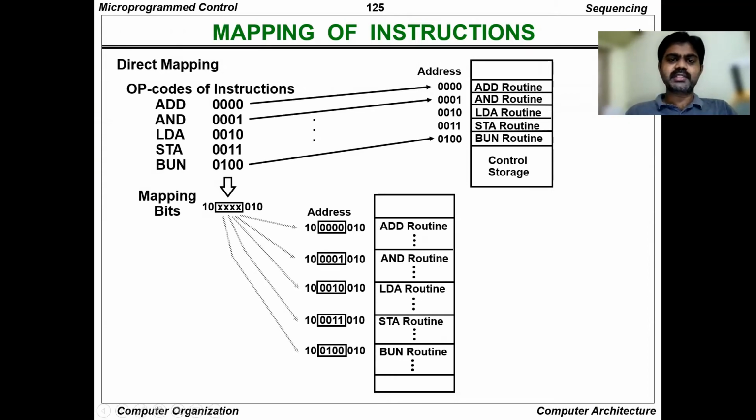So today we're going to discuss mapping of instructions. As you know, we have two types of mapping. One is direct mapping and one is indirect mapping.